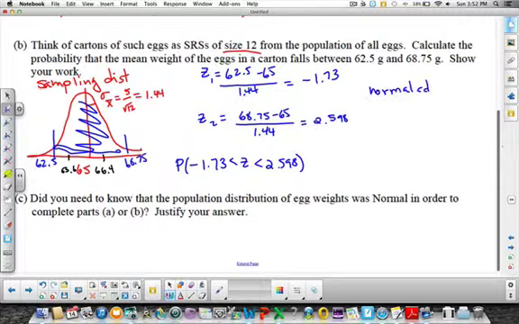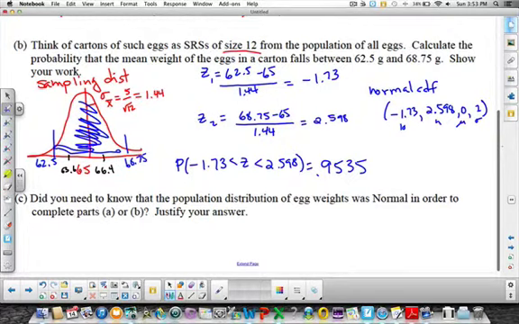And again, that's a normal CDF calculation, and we're going to go from negative 1.73, that's my low, up to about 2.598, that's my high, my mean is 0, and my standard deviation is 1. When I do that on my calculator, I should get a probability of about 0.9535. And again, comparing that to my picture, that makes sense because look at that huge area that I've shaded in.